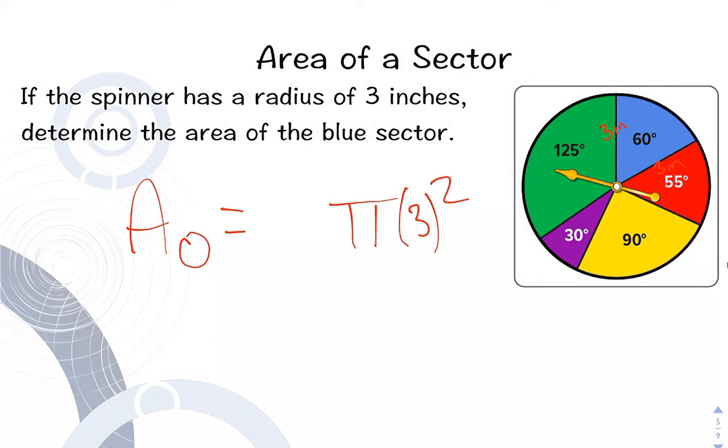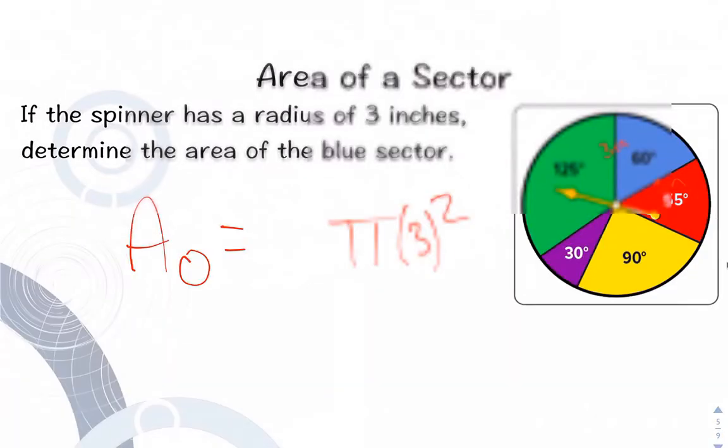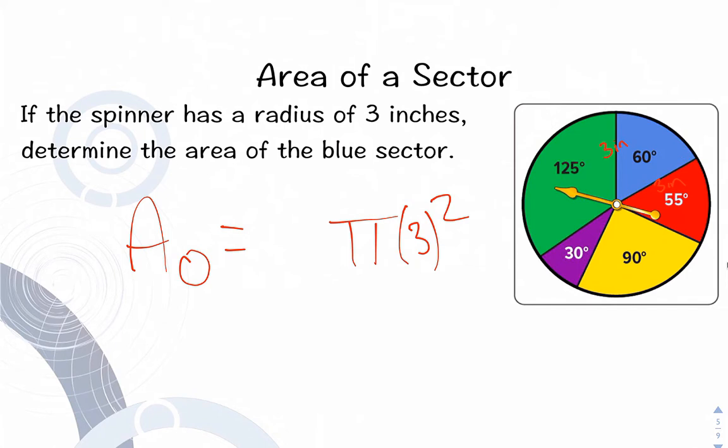Okay. Now, we don't want the whole circle, we just want that portion of the circle. Now, the question here is, what portion of the circle is that? What fraction? Well, that's why we did this problem, because we figured out that fraction was 60 over 360, right? Or 1/6. That's the fraction of the circle I'm looking for.